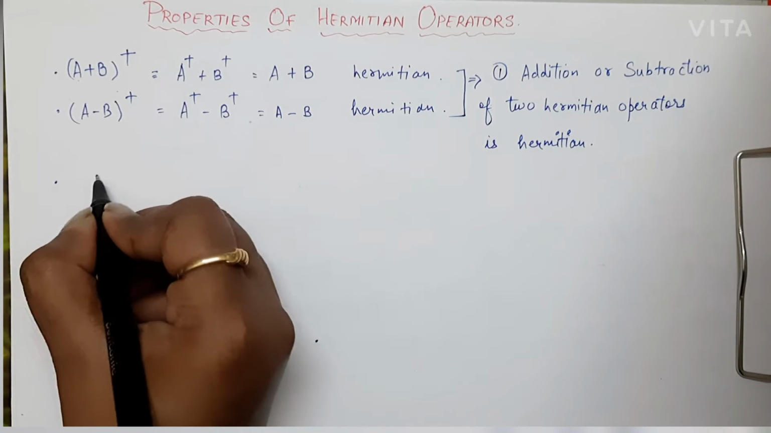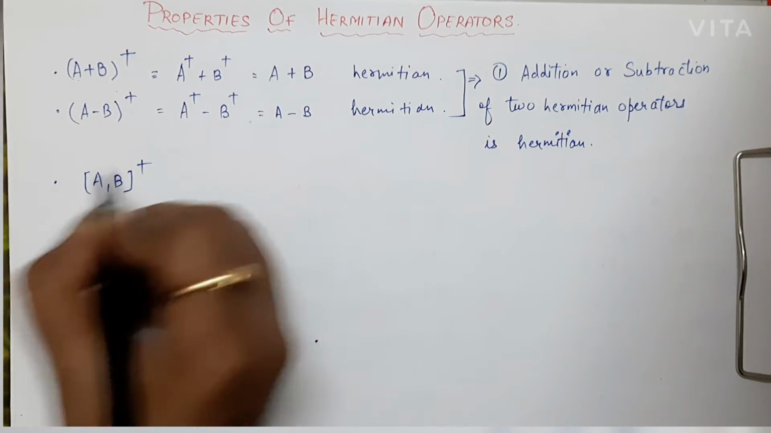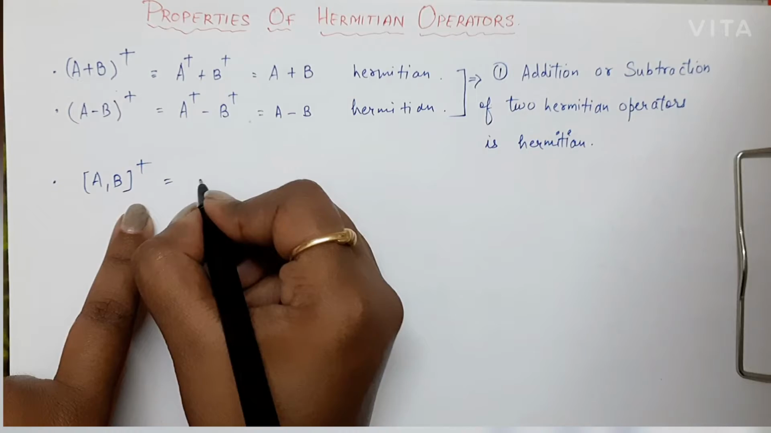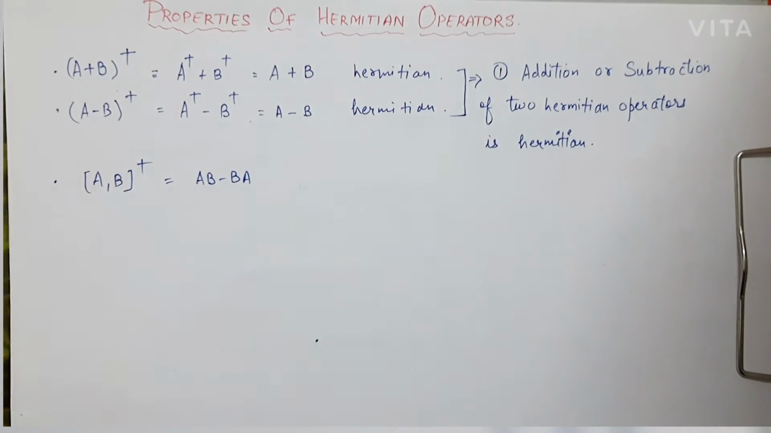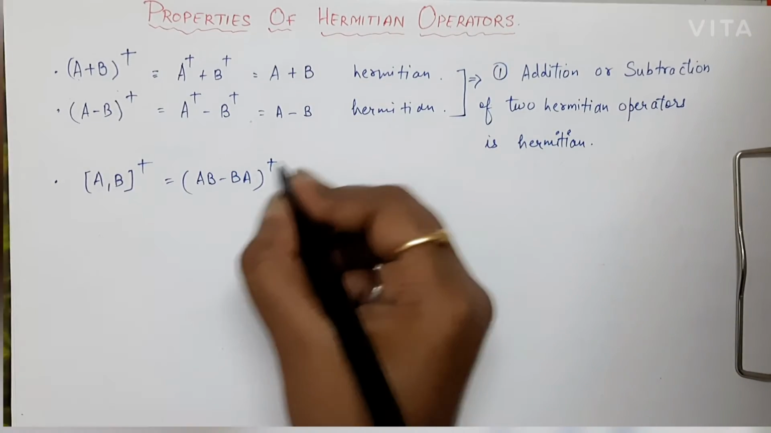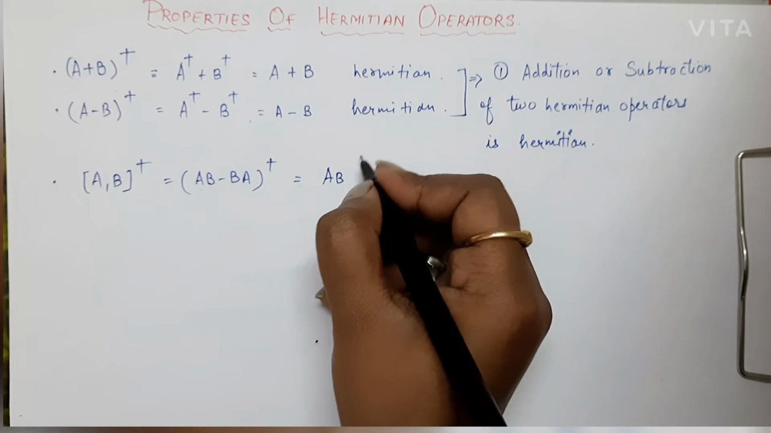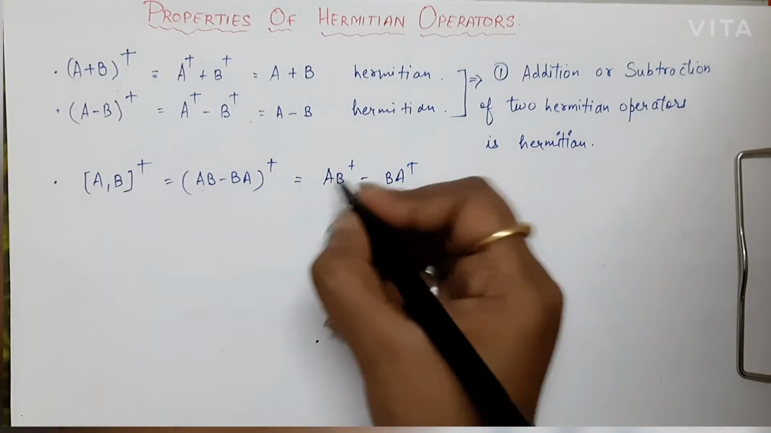Now suppose we have operators A and B and their commutation and we want to find the dagger of it. So we know how the commutation bracket opens up. It opens up like AB minus BA. Okay, now whole dagger. Now how will it open up? It will open up like (AB) dagger minus (BA) dagger, right? Whole dagger.